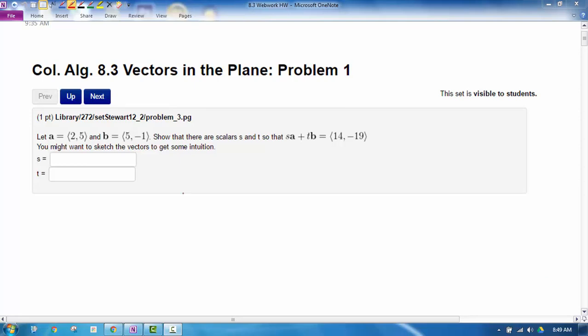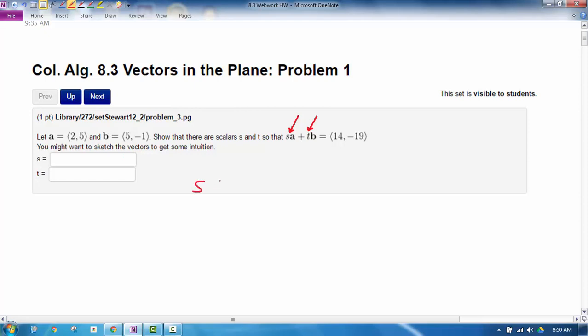Okay, this is 8.3 homework help. The first problem gives us two vectors, <2, 5> and <5, -1>. And it gives us this expression right here, which says some number s times vector A plus some number t times vector B equals this. So I'm going to plug in the vectors that they gave me.